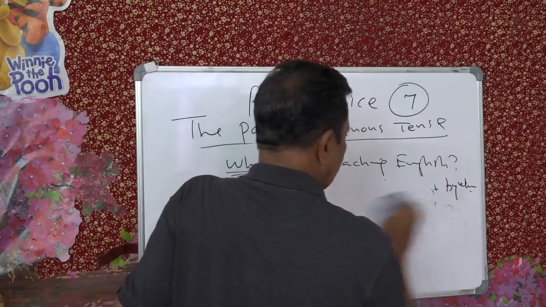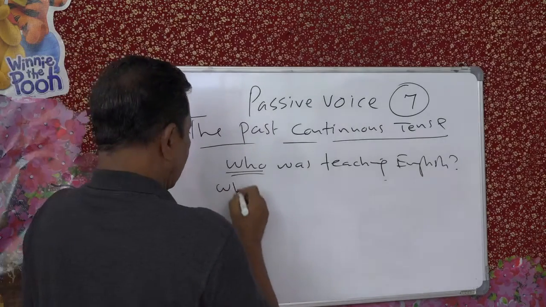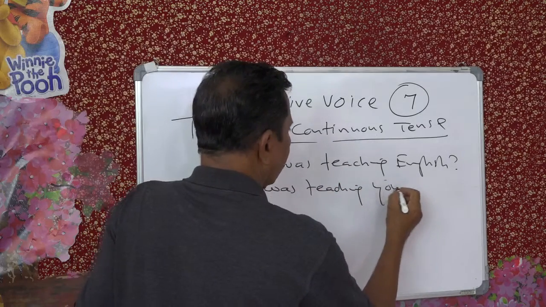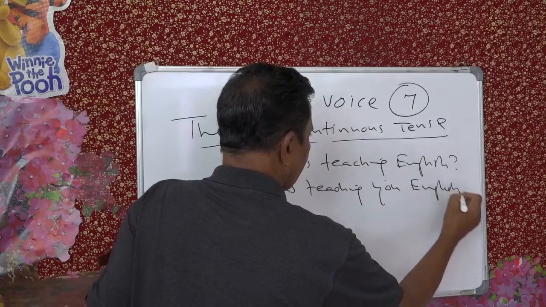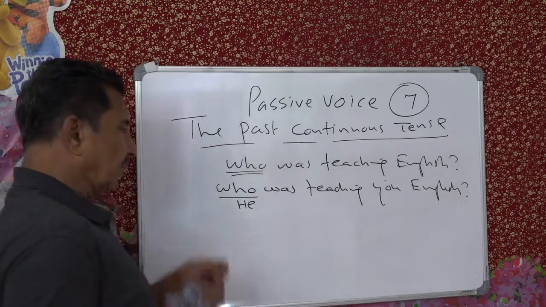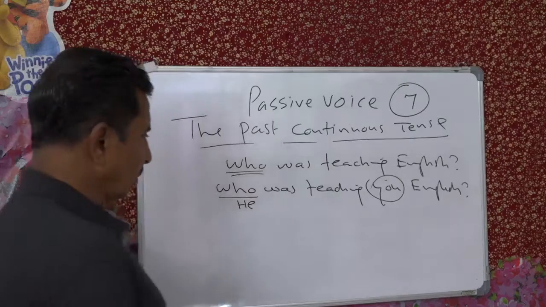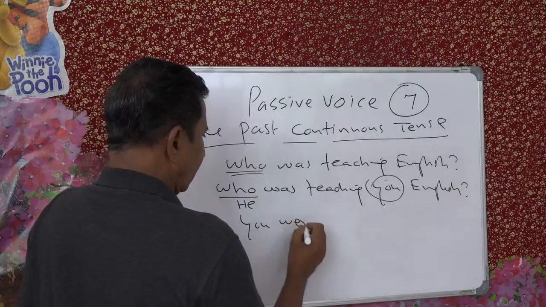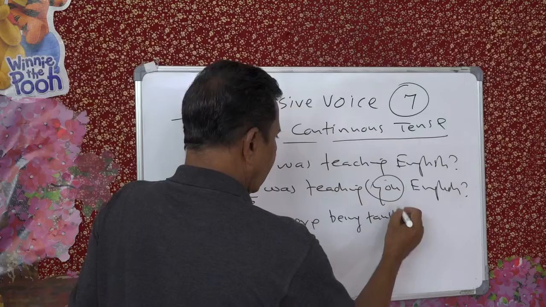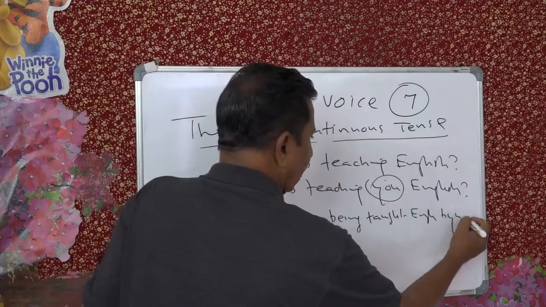which says the double object. Who was teaching English to you? Who was teaching you English? Question. So you can say, instead of this, you can say, he. Isn't it? Because the subject person. He was teaching you English. So you have two objects. You take the personal object. Now you, because it's you. You were being taught English by him. Instead of by him, you have got by whom.